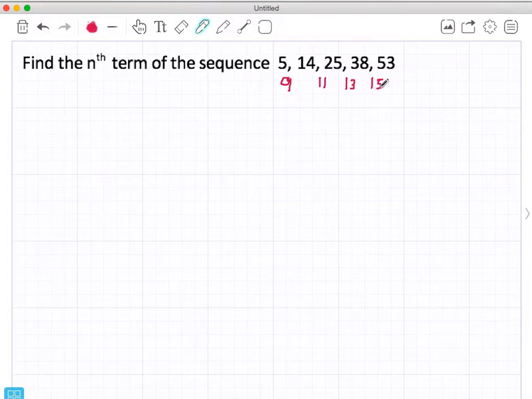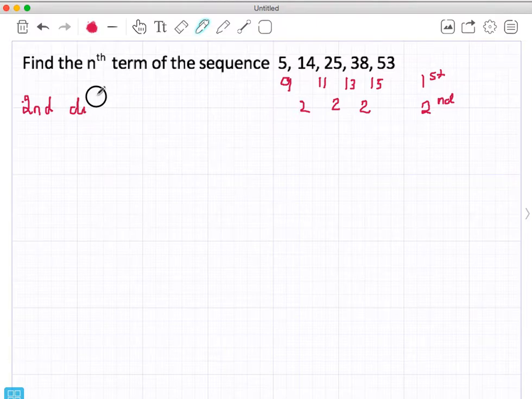But with these differences, I now want to work out the difference between these differences. This is the first difference, so I'm going to work out the second differences. Well, that's 2, 2, 2. Hopefully you've already done some work in class that recognises that if the second difference is 2, then we have an n squared. Now that's the magic thing, n squared.